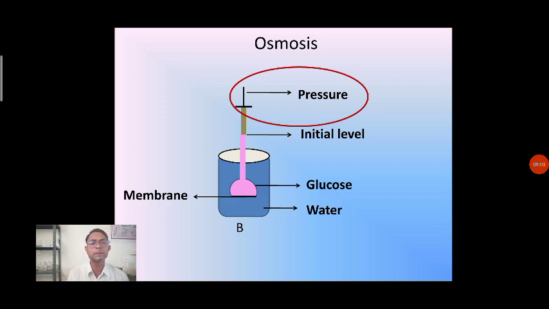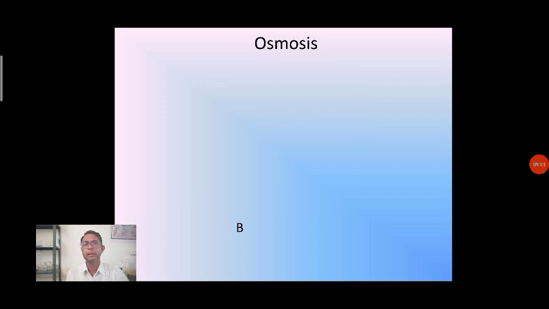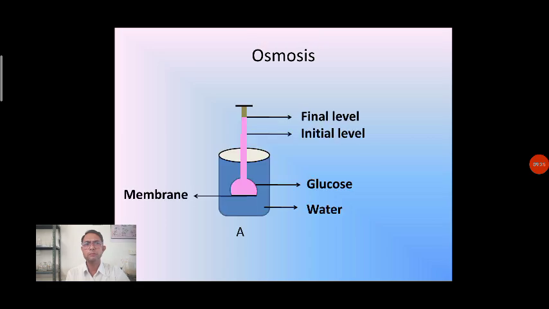Here the initial level is at the lower mark. As the potential changes and the water molecules start to move inside through the semi-permeable membrane, the pressure is released on this piston, and the piston will move upward. The initial level is different, and here you can see the final level is different.